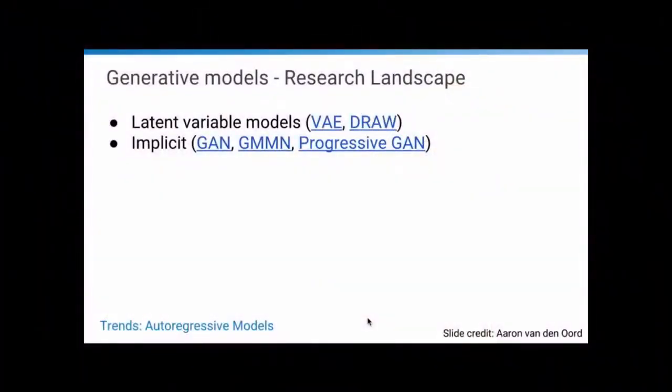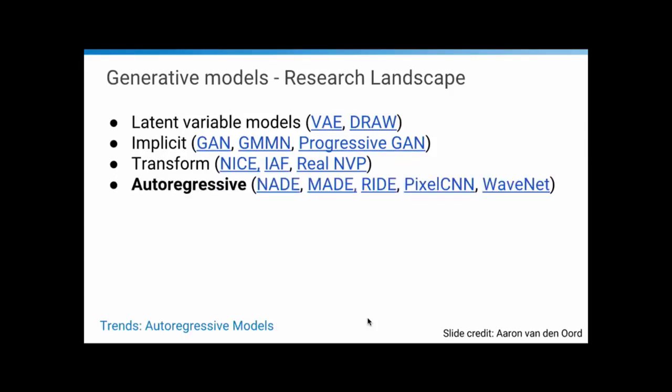So there are latent variable models like VAEs and variations like the deep recurrent attention writer. There are implicit models like GANs that can generate samples but don't give you likelihoods. There are models that learn invertible transformations from simple distributions to, let's say, images. And then there are many different kinds of autoregressive models.